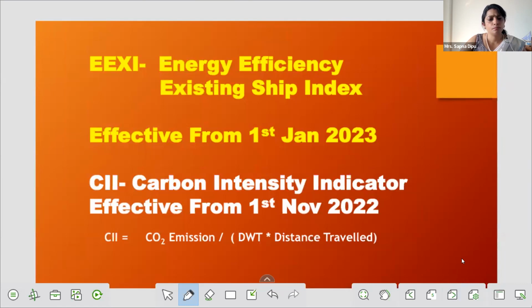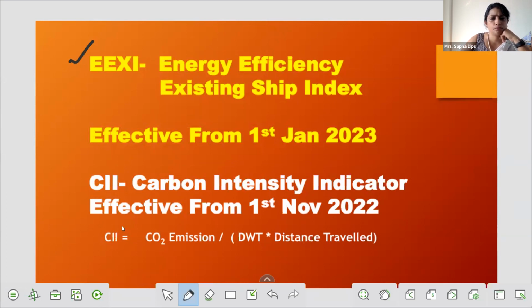Now in January 2023, that means after 10 years of EEDI operation, IMO has come up with a new one, that is the Energy Efficiency Existing Ship Index. That means all the ships, basically above 400 GT, have to meet this requirement. The calculations and all are the same as EEDI only. So EEXI is a technical measure.